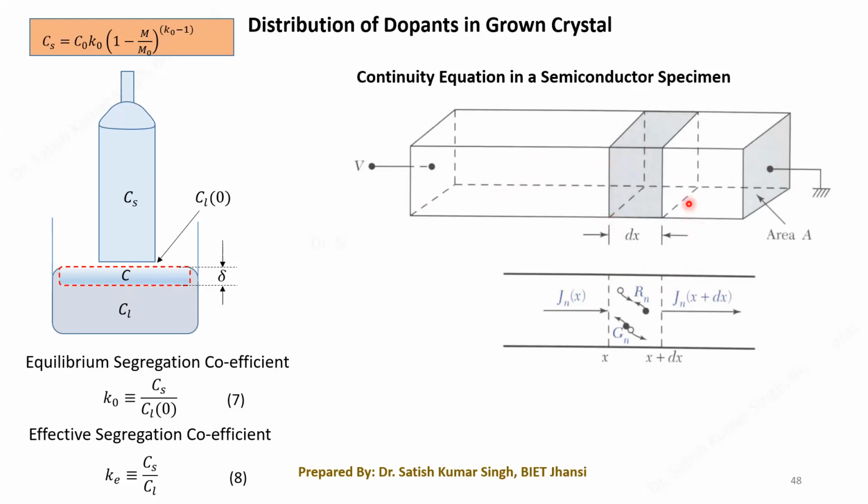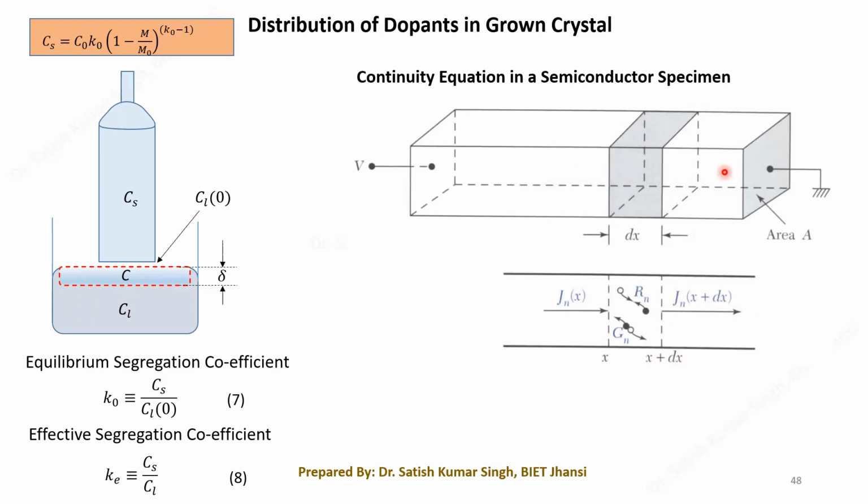Then at this particular surface, we have to calculate the total current density which is going out of this volume. So let us say at x plus dx distance, Jn at x plus dx is the current density flowing out of this volume. So first we are considering what is the inflow and what is the outflow.